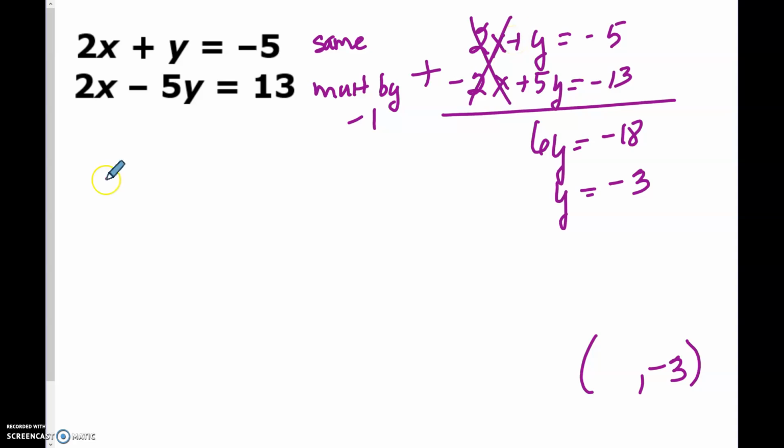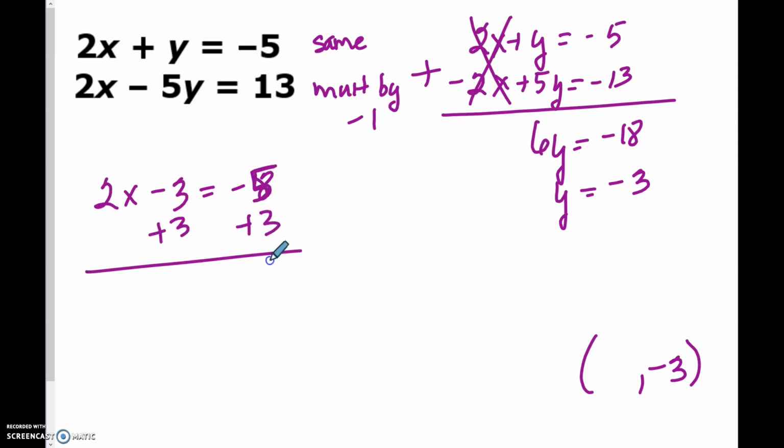I'm just going to put it in the top one. So 2x minus 3 equals -8. Whoops, -5. Looking at numbers here and adding them together. So plus 3 plus 3. So I have 2x equals -2. So it looks like x is going to be -1.